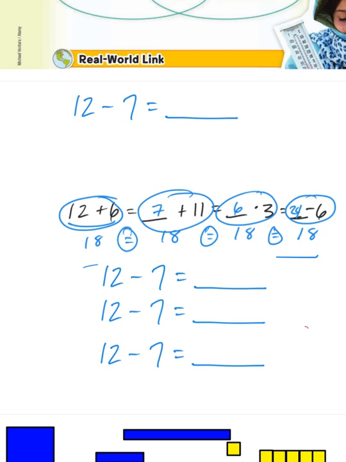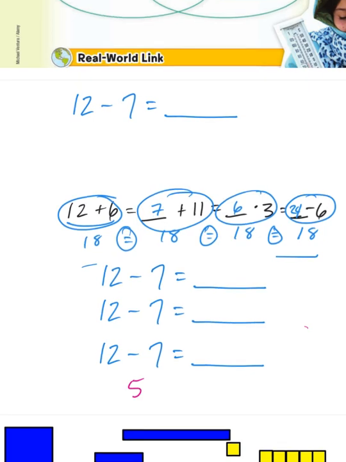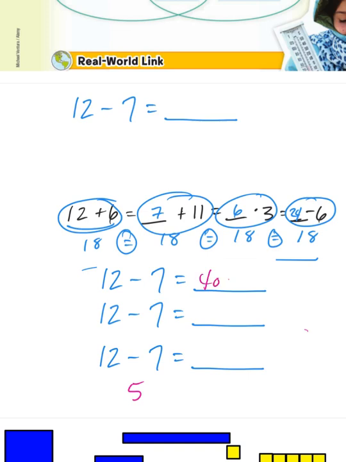And if I look, I might say, well, 12 minus 7 is 5. So what are the other things that would equal 5? Well, I can think of 40 divided by 8. I could say 16 minus 11. I could say negative 8 plus 13. All of these equal 5. And so those are all equivalent expressions.